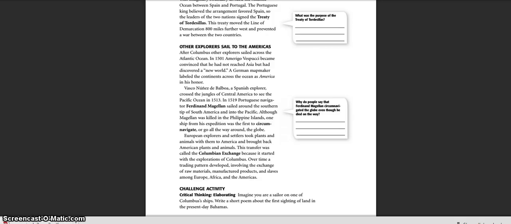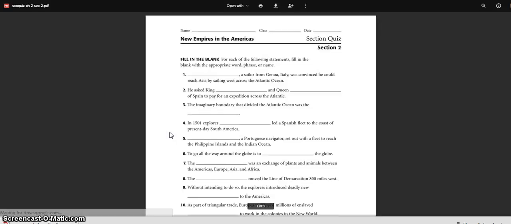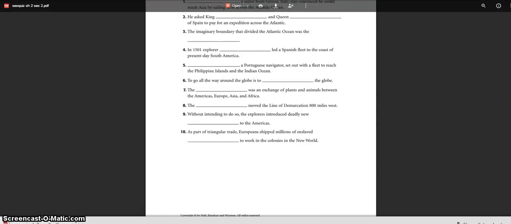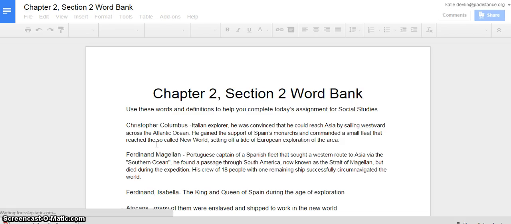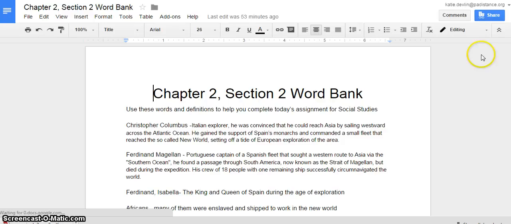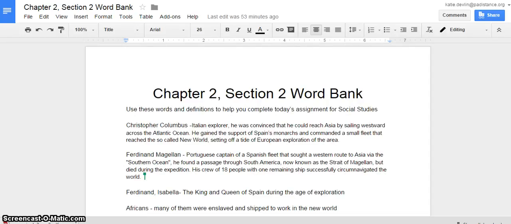Okay, guys, so what you're doing now is you're going back to the lesson, and you have a section quiz activity to complete. And I've also provided a word bank to help you with it. So if you look at the section quiz activity, you'll see it's filling in the blanks. And what you're going to do is use this word bank that I've created. All of these words will be words that are used on this worksheet to help you fill in the assignment. If you need help, call me anytime today. When you are submitting your assignment, you're just going to type your answers into the online box. Okay?